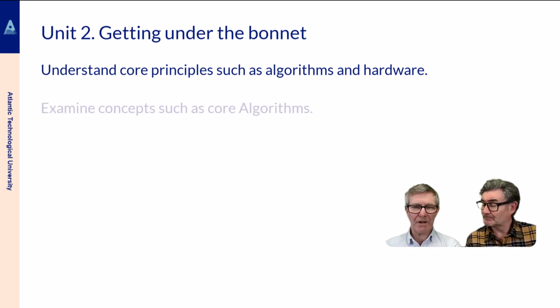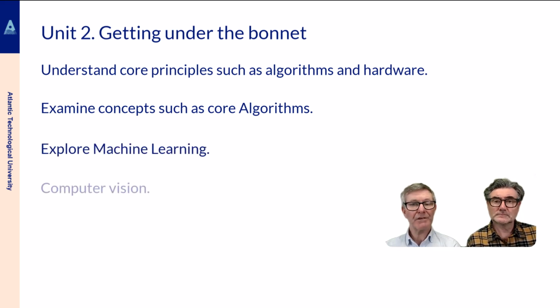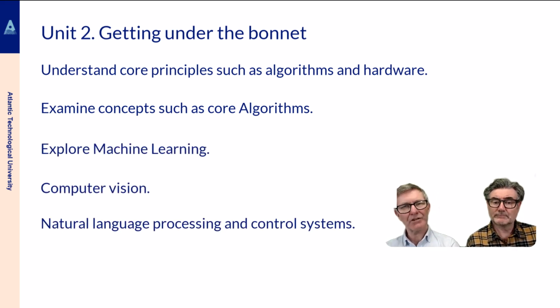So, we'll examine some concepts such as core algorithms, and explore machine learning, computer vision, natural language processing, and the control systems that power intelligent behavior. We'll look at the hardware architecture of these machines, things such as the processors, sensors, actuators, and other specialized components that actually enable physical and virtual interactions between machines and humans. And then finally, we consider system integration. This is how the software and the hardware components work together to create that seamless user experience and autonomous capabilities. Quite a lot in there.